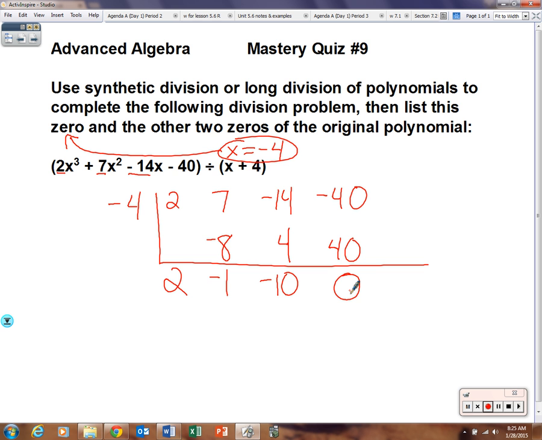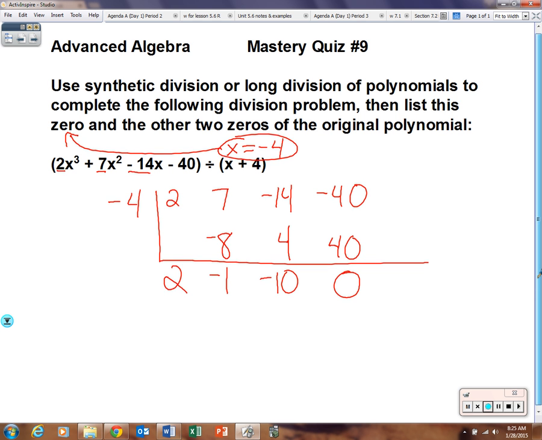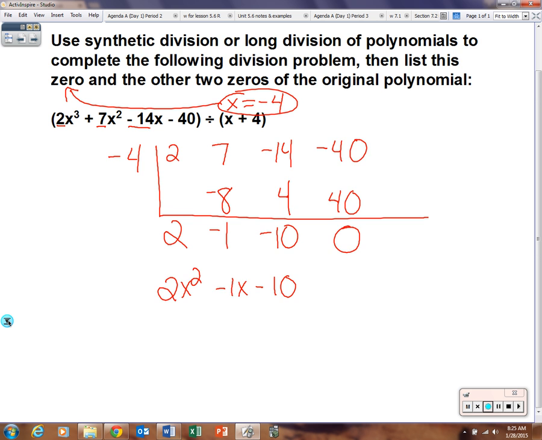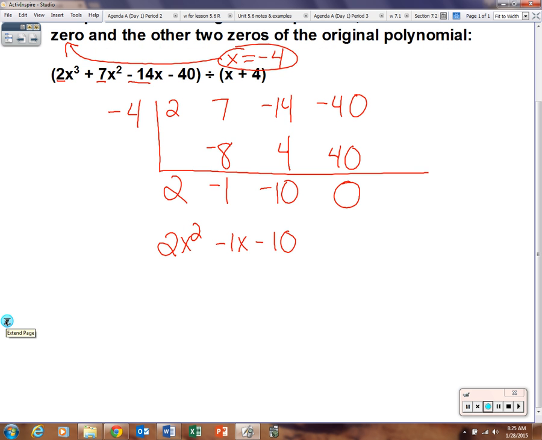That is what we want. If we don't end up with a 0 there, this problem is going to be a bit more complicated. So we end up with 0. Now we can rewrite this as 2x squared minus 1x minus 10. We've been factoring that for quite a while, so we're going to factor this. We want to break that into two binomials.